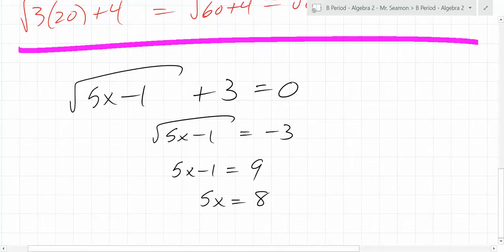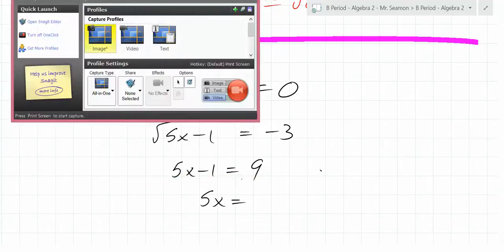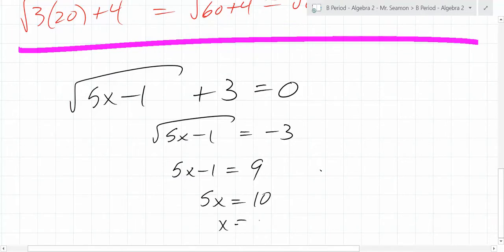I can almost do basic math. Almost. It's okay. I'm now stuck here. Sure, I'll open Snagit and then go away. It's 10. So what does x equal? 2. So what should you do?